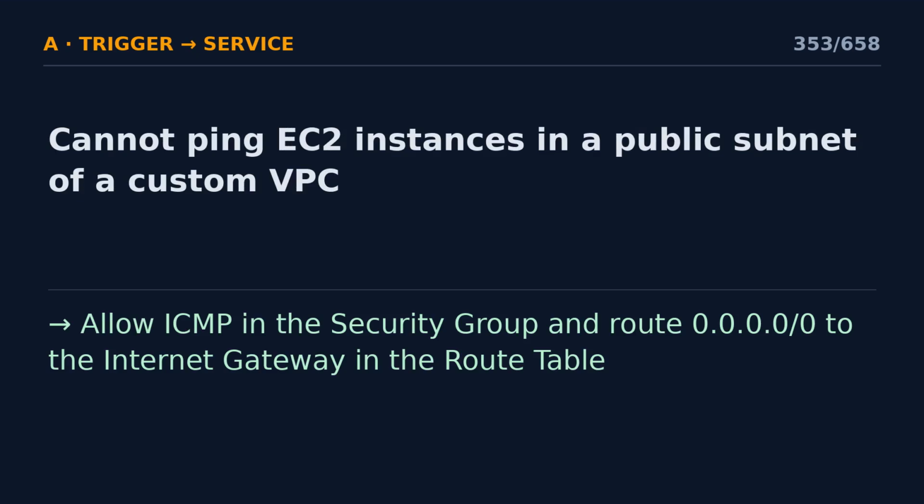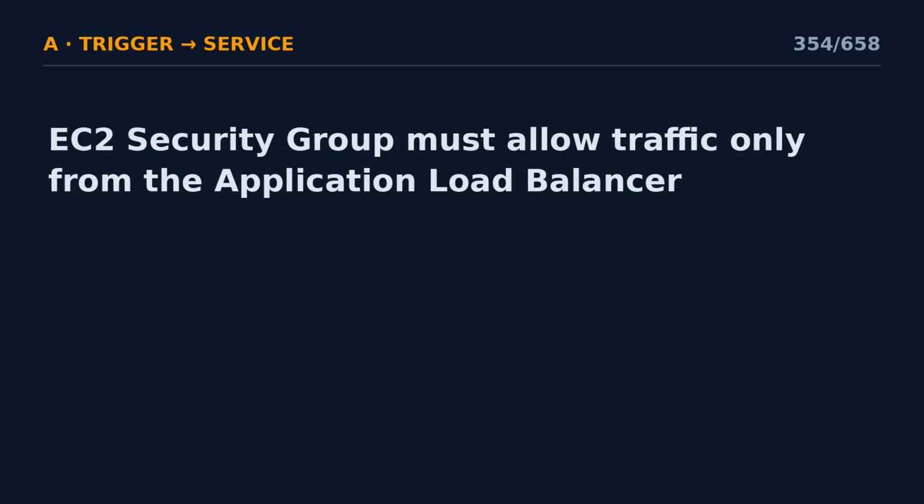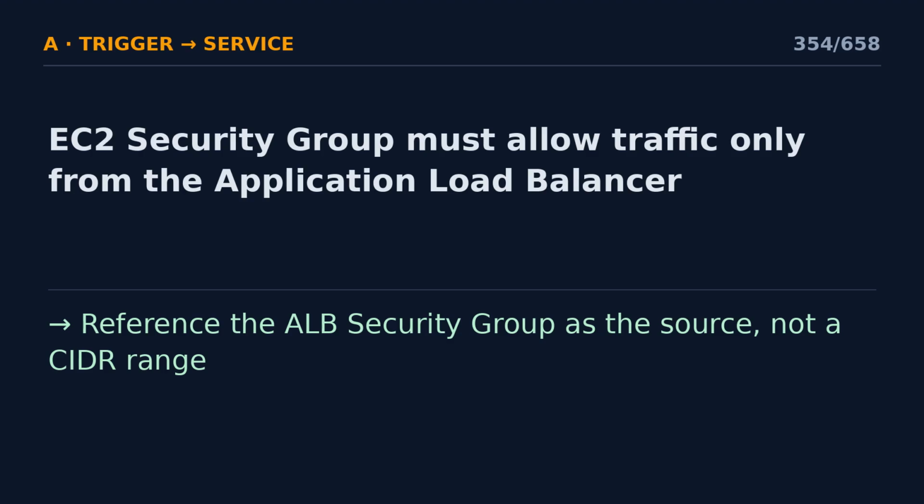Answer: Allow ICMP in the security group and route 0.0.0.0/0 to the Internet Gateway in the route table. EC2 security group must allow traffic only from the application load balancer. Answer: Reference the ALB security group as the source, not a CIDR range.